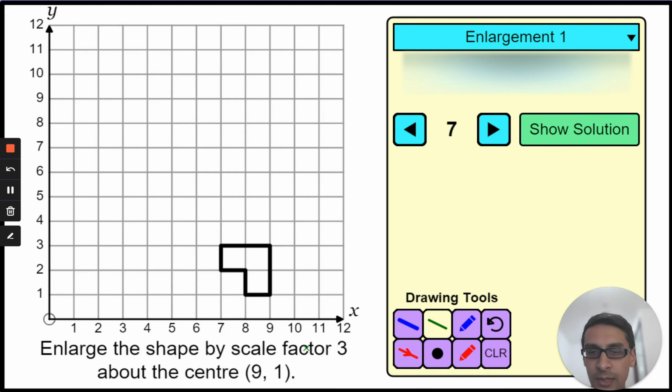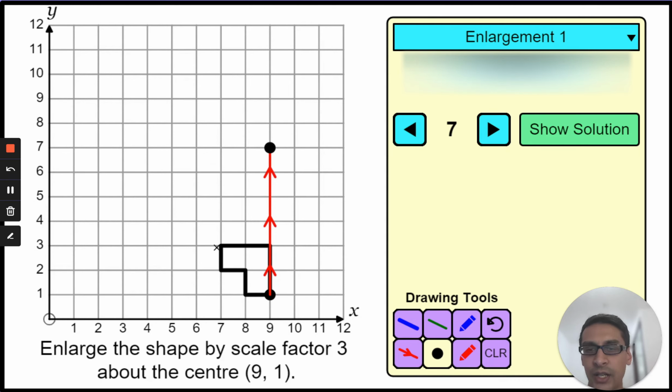So, enlarge the shape by scale factor 3 about the center (9, 1). So I'm going to go 9 across, 1 up, and then the scale factor is 3. I'm going to pick the top vertex here, so you can see I'm going 2 up. Now if my scale factor is 3, I'm going to need to go another 2 times. So I've got 1, 2, 3. That's my new vertex here.